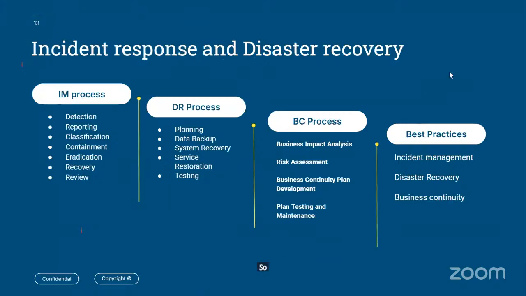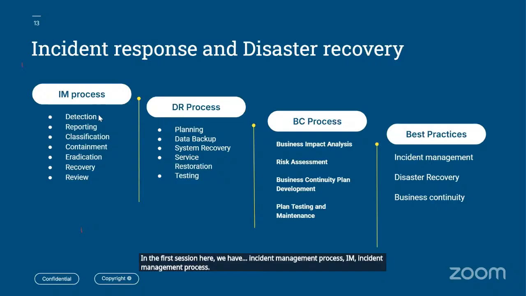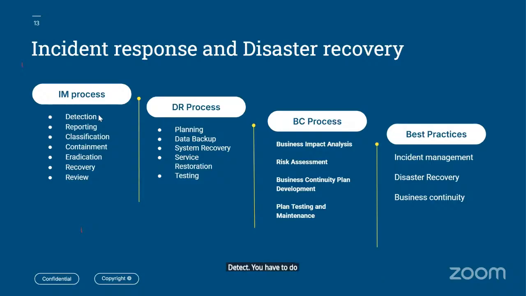So these are processes in inculcating incident response and disaster recovery. In the first section here, we have the incident management process. Detect. You have to do detection. Detect what the threat is. What attack is this? Where is it coming from? Who did it? When was it done? To whom exactly was it done? What is the nature? What is the scope? What is the objective? What are they trying to do?